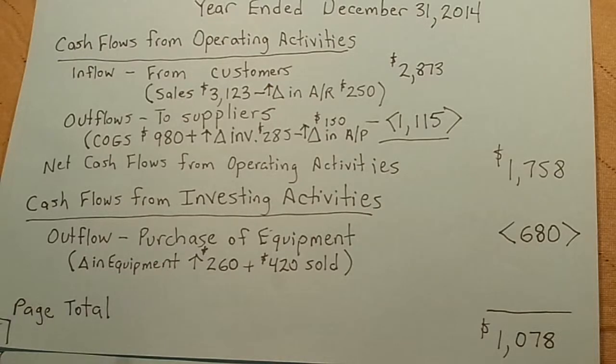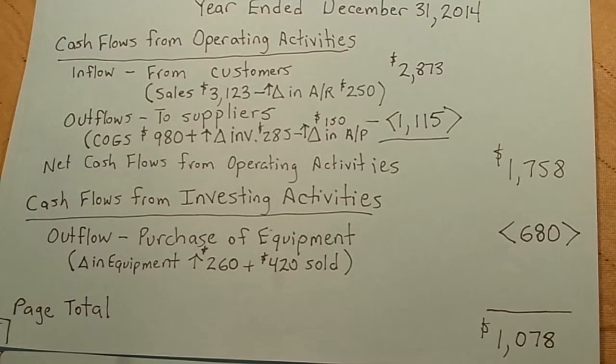When you put these all together then, the $980 cost of goods sold, the change in inventory, $285, added to the $980, and then you subtract the increase in accounts payable, we see that there were cash outflows to suppliers of $1,115. So when we net $2,873 and $1,115, we arrive at net cash flows from operating activities of $1,758.